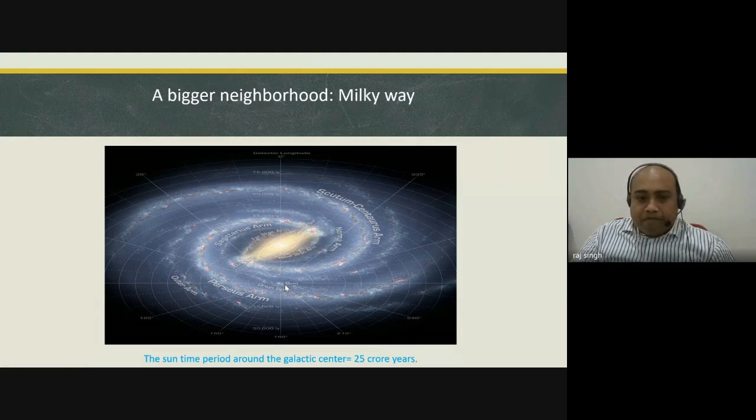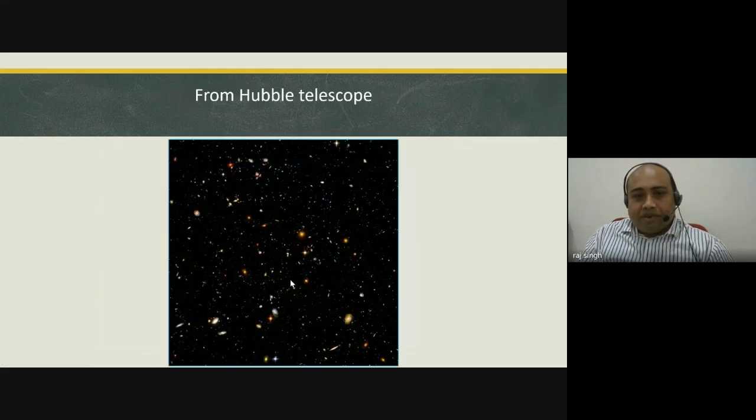Like the earth rotates around the sun, the sun rotates around the galactic center, and it takes 255 million years. And this is called the deep field. It was taken by the Hubble telescope around 2003 and 2004.